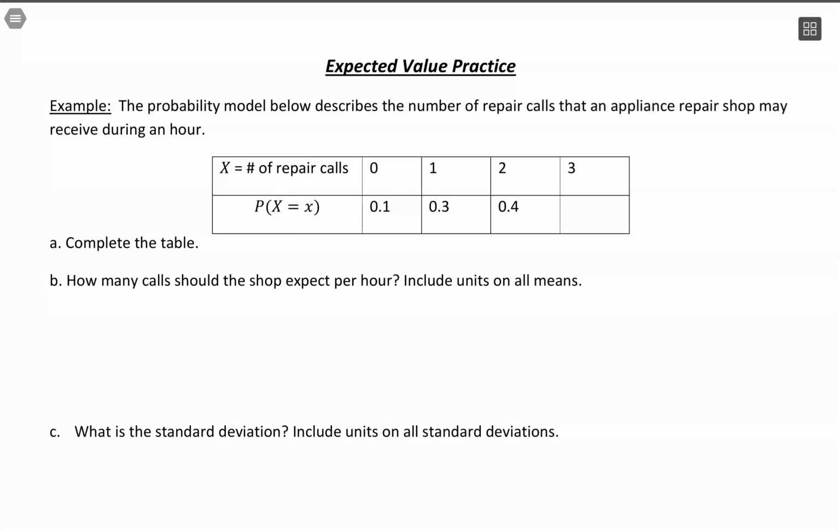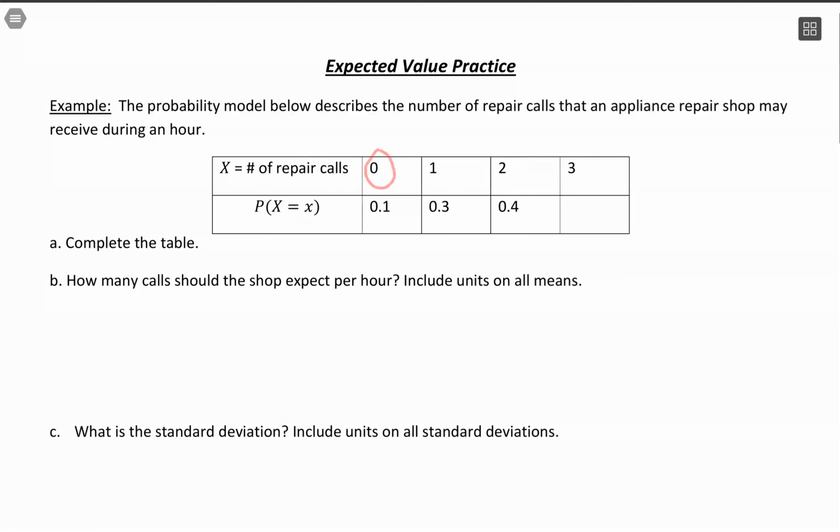Let's get some practice with calculating expected value and standard deviation. So here we have this distribution based on the number of repair calls that an appliance repair shop may receive during an hour. We can see our X values of 0 calls, 1 call, 2 calls, or 3 calls within that hour.